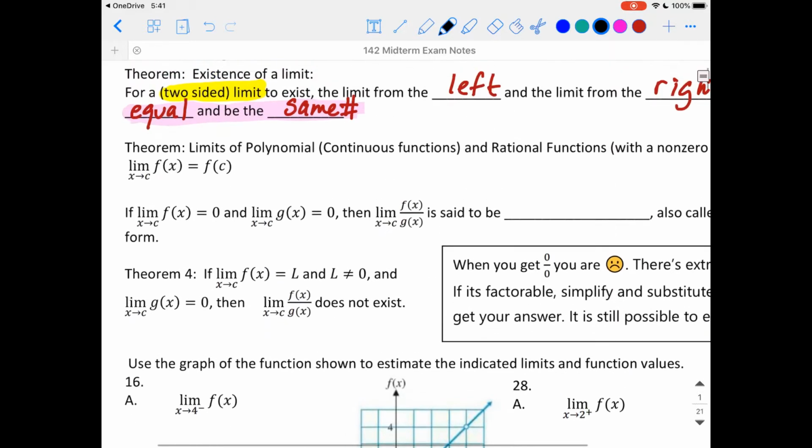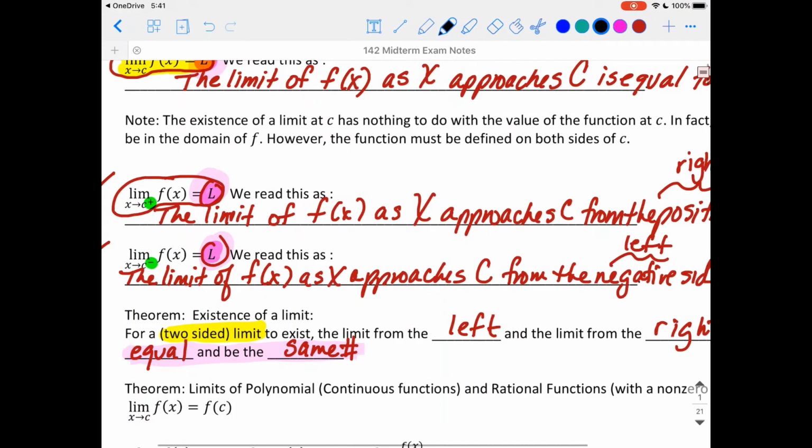Now, one thing that I want to highlight here that's very important, and I'm going to write it down back here, is when we say the limit of f of x, I'm going to add it right here.